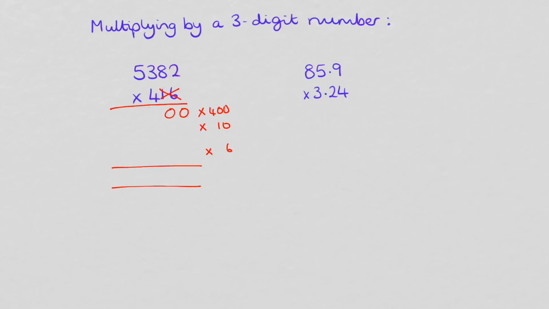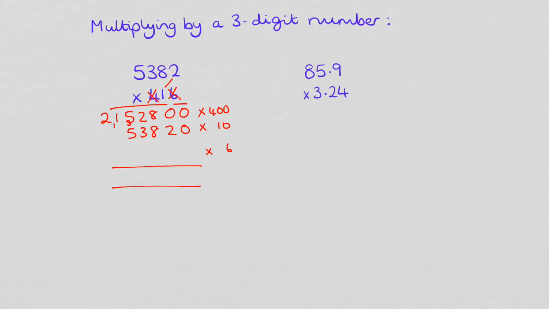So 2 4s, 8 4s, 3 4s, 5 4s. Okay, so 2 4s are 8, 8 4s are 32, 3 4s are 12, add the 3, makes 15, 5 4s are 20, add the 1, makes 21. So next, we're going to forget about the 4 and the 6 and multiply by the 1. So the 1 has to represent 10, so we need a 0 before we do anything else. And then we've got 2 1s are 2, 8 1s are 8, 3 1s are 3, 5 1s are 5.